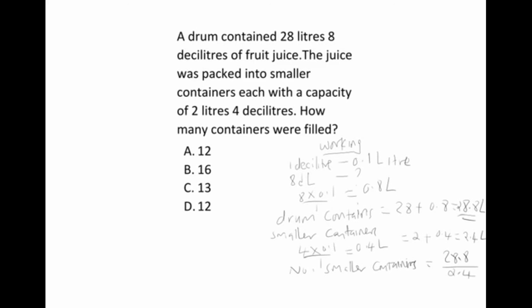So we multiply here by 10, and we multiply the denominator by 10. So this one gives us 288 over 24. And when you calculate this, 24 goes into 24 once, and 24 goes into 288 twelve times, so we get 12 smaller containers. So we have our answer as D.